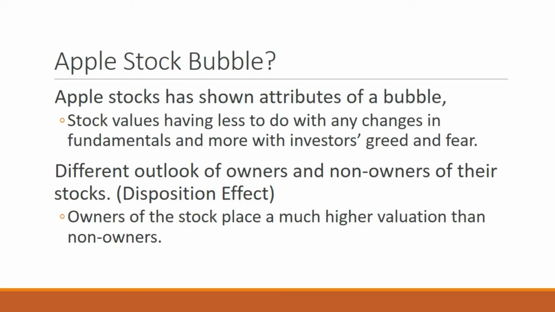There's also a question of whether individual stocks can go through a bubble. Apple stock is one example. Apple stock has shown some of the attributes of a bubble. Stock prices have gone up and down dramatically. They have less to do with change in fundamentals and more to do with investors' feeling toward Apple, whether they're in a greed or a fear mode. There's also a very different outlook of owners of Apple stock and non-owners of Apple stock. This relates back to the disposition effect. Those that own Apple stock see it as much more valuable than those that don't.